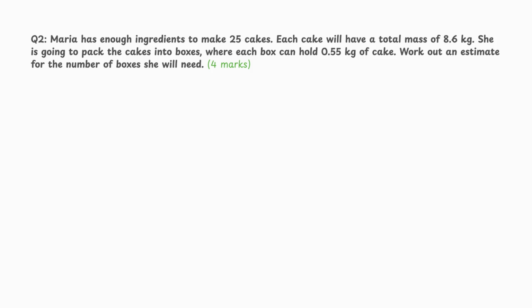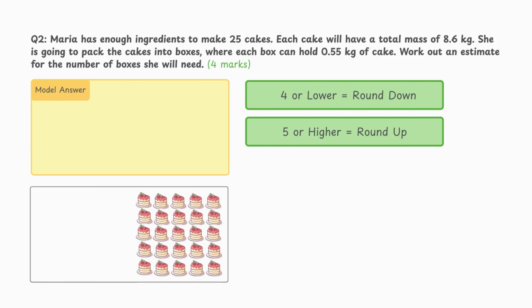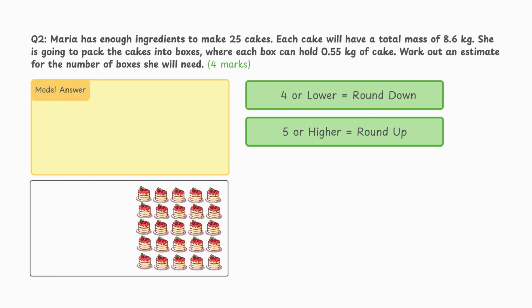Now let's look at the final practice question. Maria has enough ingredients to make 25 cakes. Each cake has a total mass of 8.6 kilograms. She is packing the cakes into boxes, and each box can hold 0.55 kilograms of cake. We are asked to estimate the number of boxes she will need.